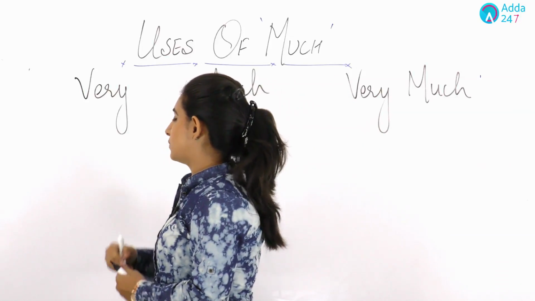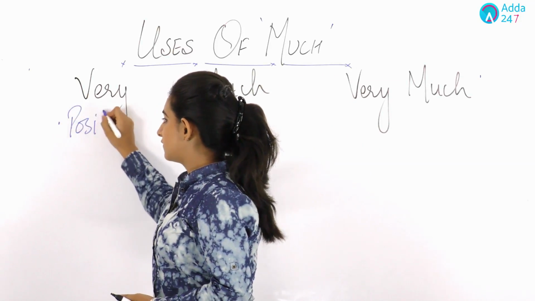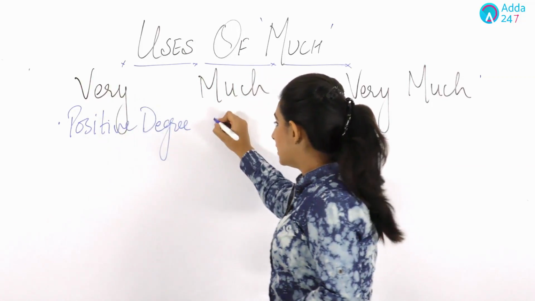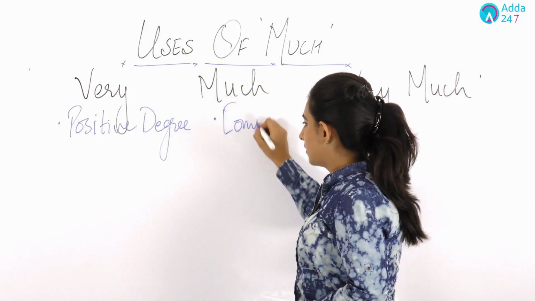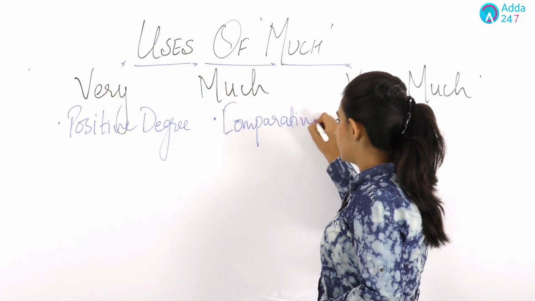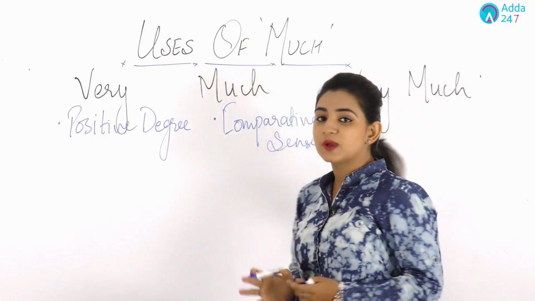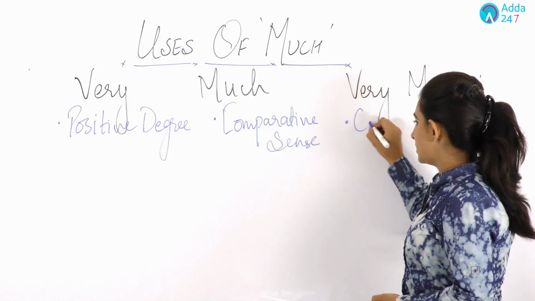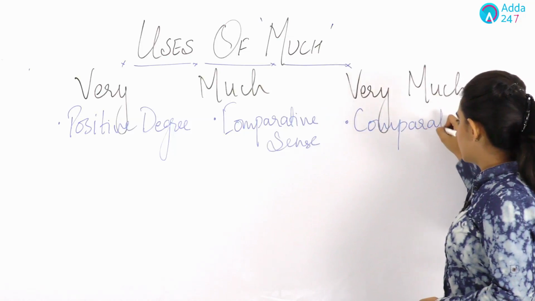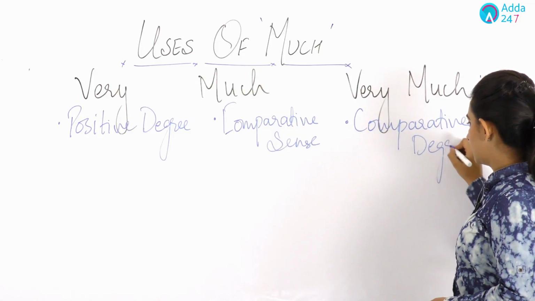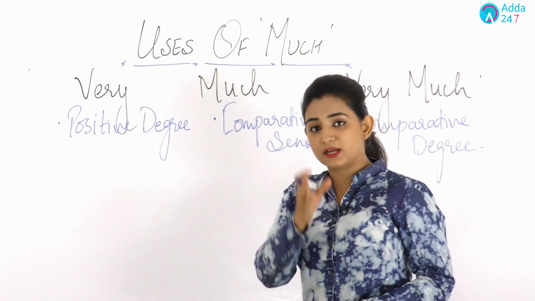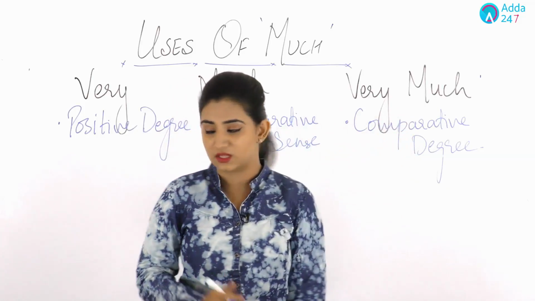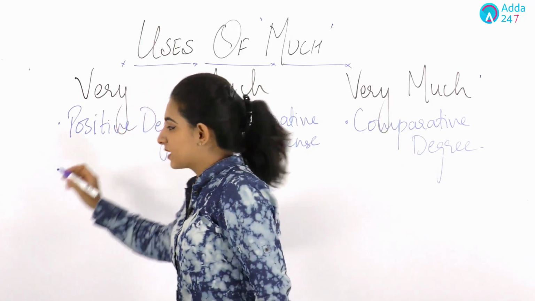Now very is used where we use the positive degree of an adjective. Much is used where comparative sense is there. That means we are comparing something, but we are not using the comparative degree. Third thing is very much, and here we use the comparative degree. That means the comparative degree will also be used and the comparative sense will also be there while using very much.